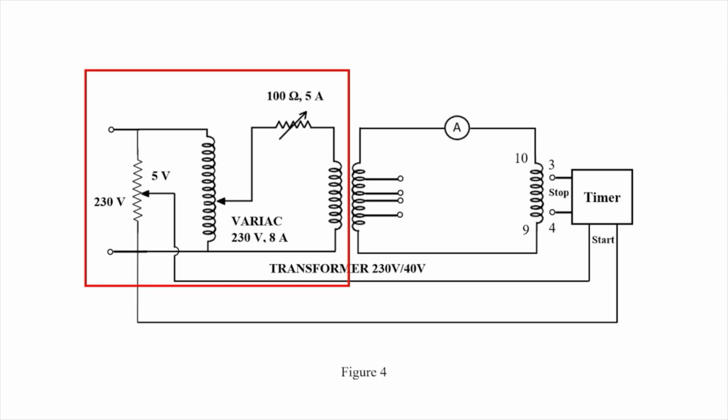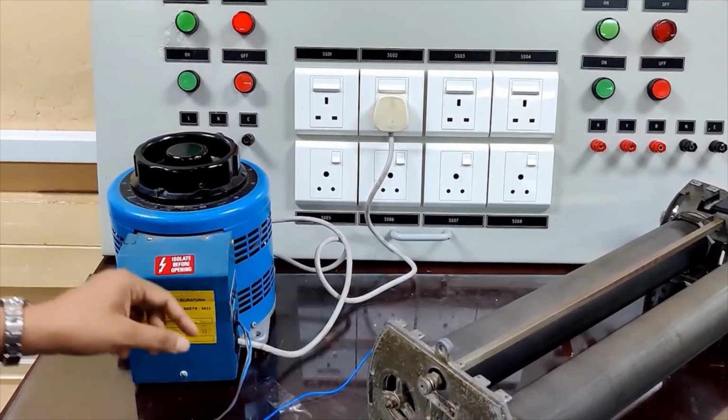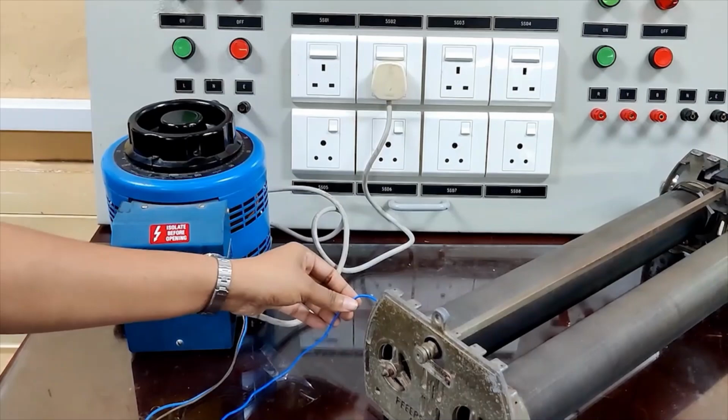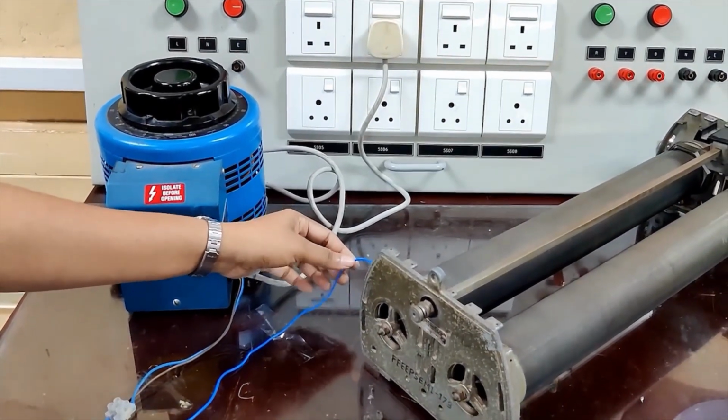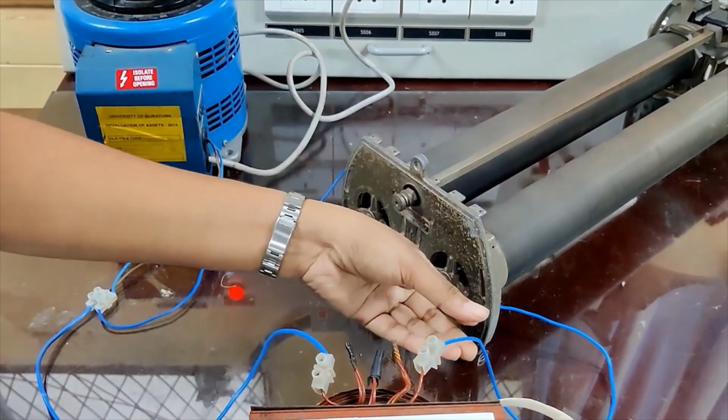Observe the primary side of the transformer connections. From the variac, it is connected to the rheostat. And then the transformer to reduce the voltage.